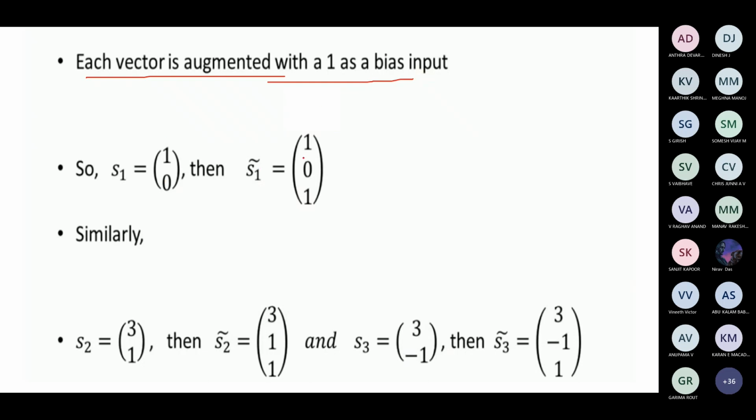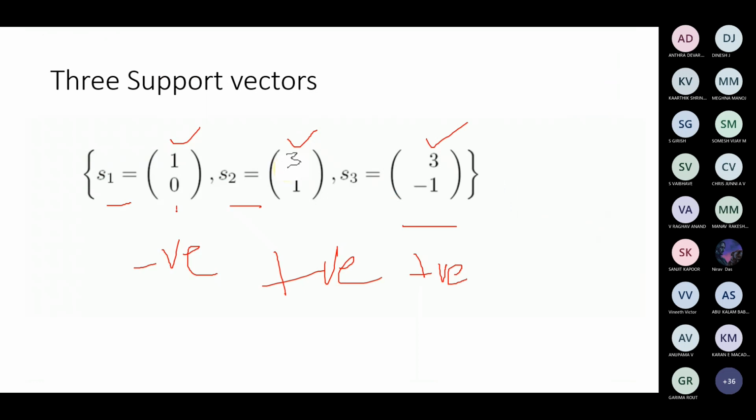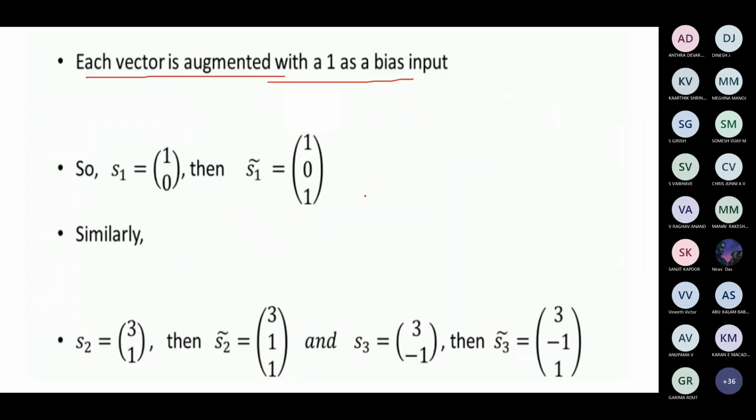Okay, so (1, 0). Can you see? Now I'm adding a bias of 1: (1, 0, 1). So that is what I have written here. When I am adding a bias, they are called S1 tilde, S2 tilde, and S3 tilde, with the bias value.